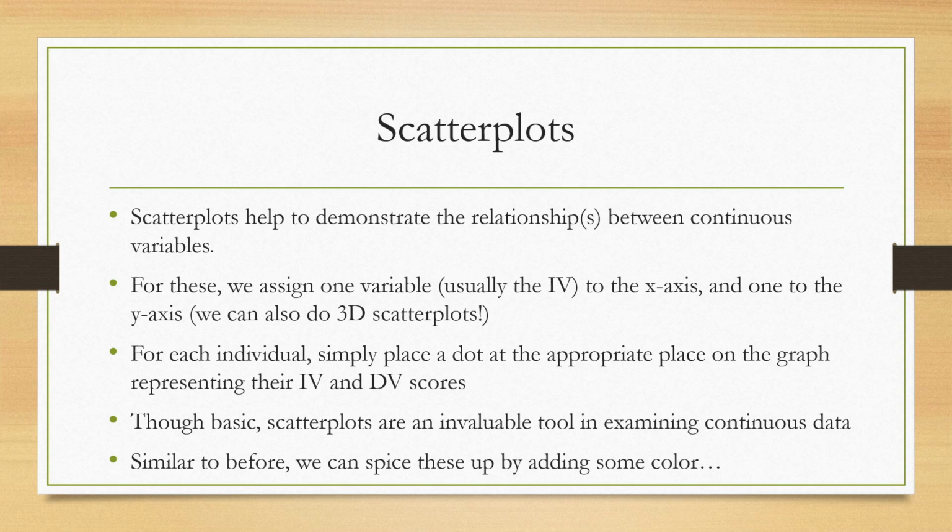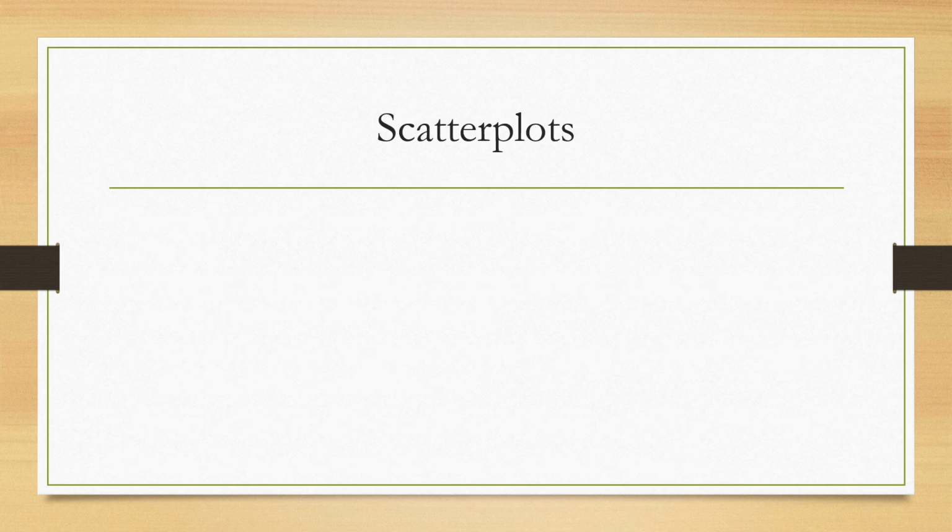So scatter plots are just an extremely valuable tool. They're used all the time with continuous data, looking at these types of relationships. Now, similar to before, I can add a little bit of color to spice these up and break them down by group. So if I've got a plot between two continuous variables, I can add a categorical variable to that plot via color, which can help a lot.